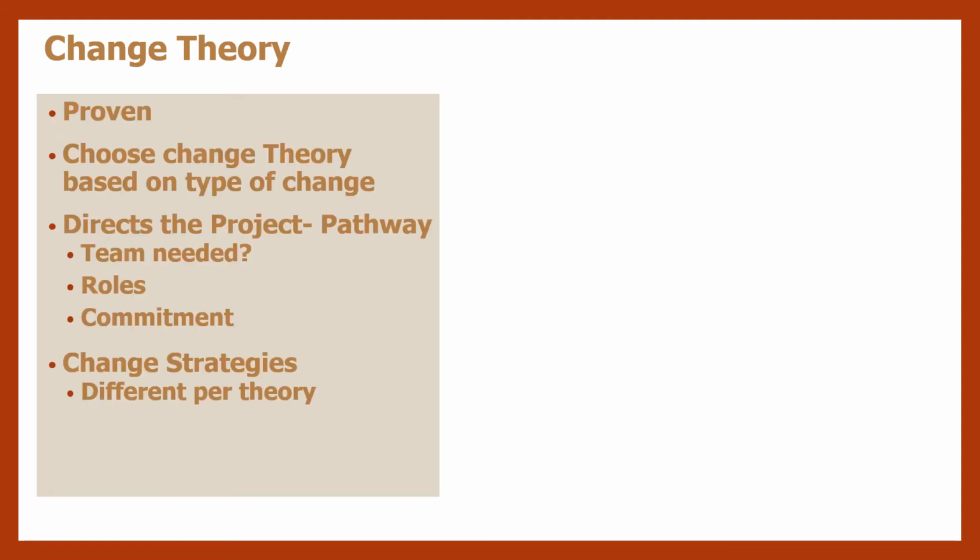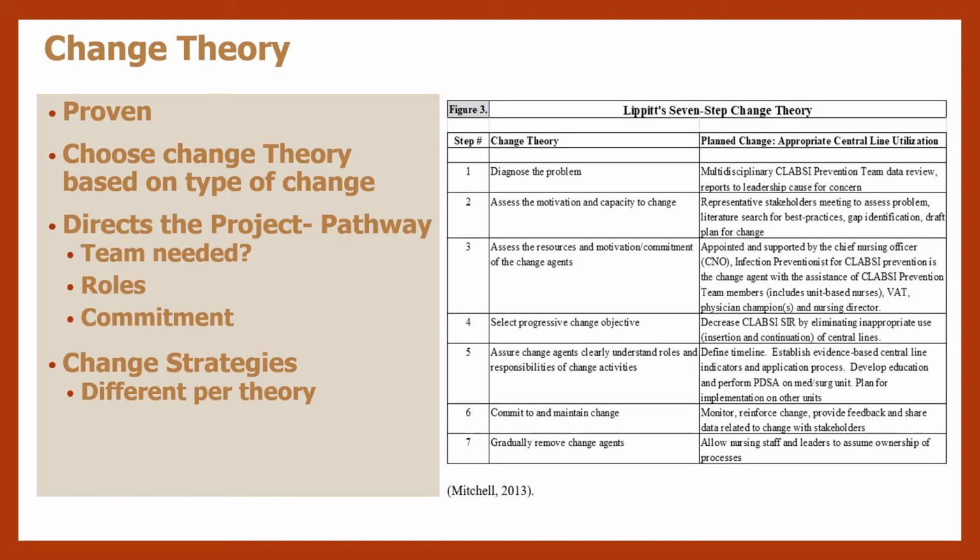Before diving into fixing the problem, it is important to choose the best change theory to help guide the improvement project. Change theories are proven and established. For this project, we chose Lippitt's 7-step change theory. We felt that this process was best as it provides a step-by-step approach for making progress. It requires collaboration with stakeholders, a project team representing all of the stakeholders, change agents, and a commitment to making the changes.